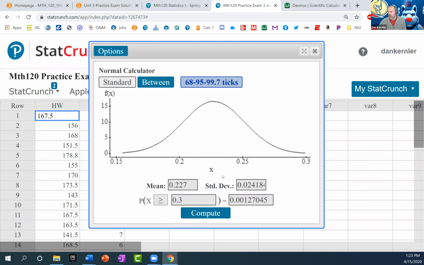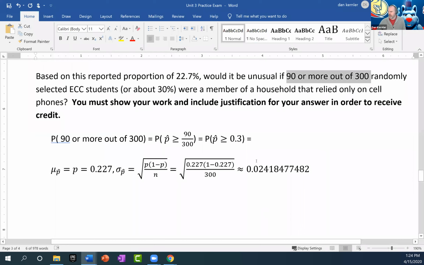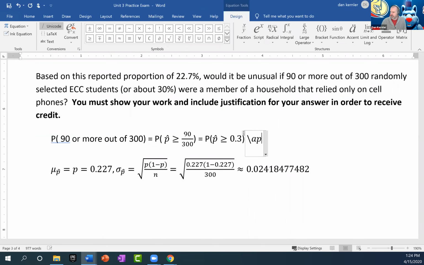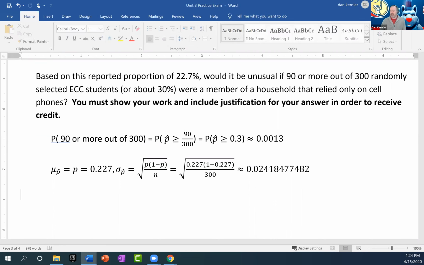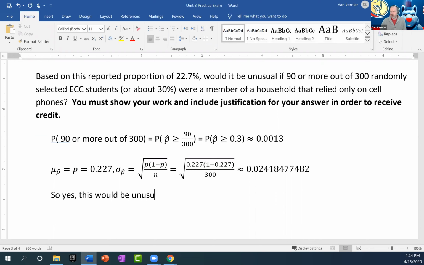Oh, wow. 0.227 is right in the middle, and 0.3 is way over here on the right, and the probability is approximately 0.0013 if we round. So very small. So yes, this would be unusual because the probability is much less than 0.05.